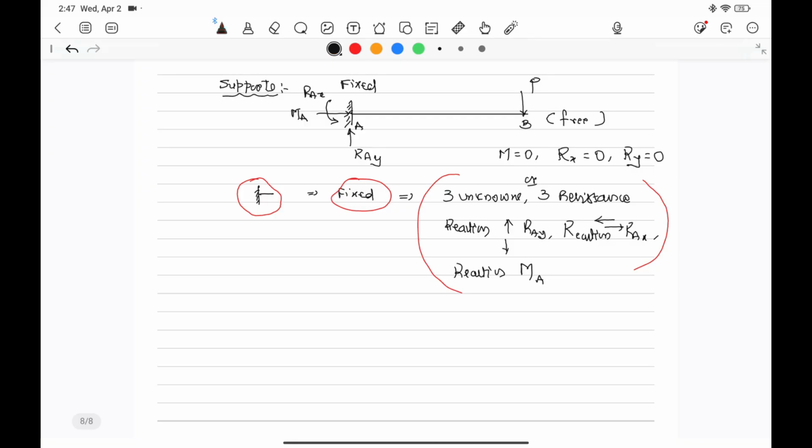Now, fixed support is done. Next one, hinge support. This is hinge support. In a hinge support, what happens? There is a vertical reaction, but there is no horizontal movement. Hence, a reaction is not required.